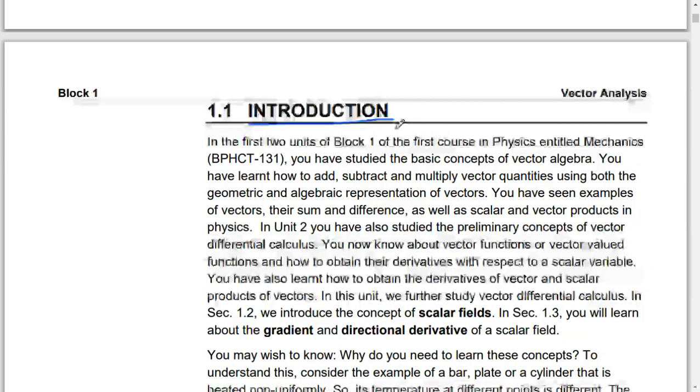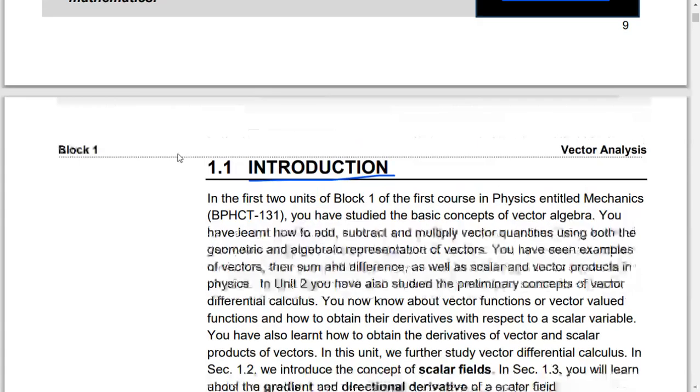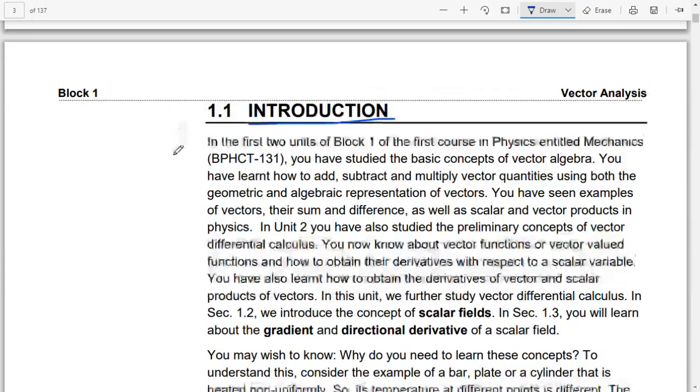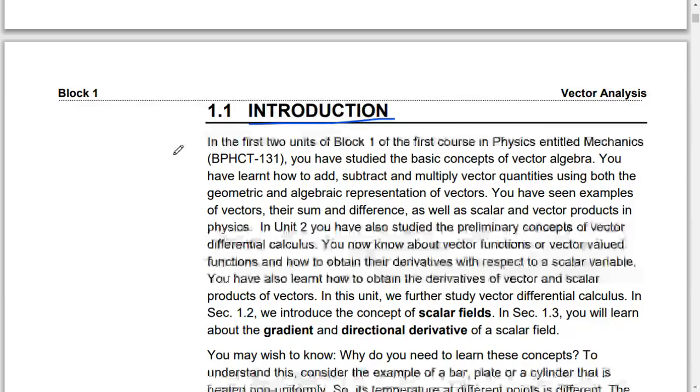Introduction. In the first two units of Block 1 of the first course in physics entitled Mechanics BPHCT 131, you have studied the basic concept of vector algebra. You have learned how to add, subtract, and multiply vector quantities using both the geometric and algebraic representations of vectors. You have seen examples of vectors, their sum and difference, as well as scalar and vector products in physics in Unit 2. You have also studied the preliminary concept of vector differential calculus.